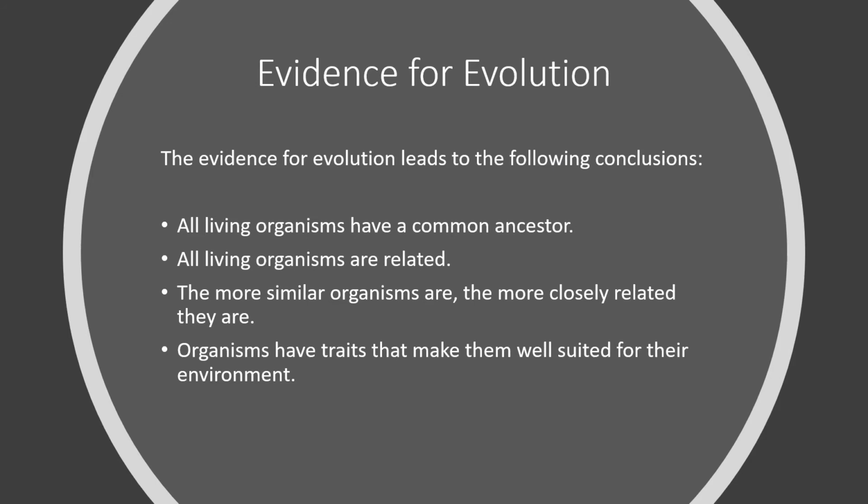And then back to the final slide, which is the evidence for evolution. Evidence for evolution comes from all these different fields, and it brings us to the same conclusions. All living organisms have a common ancestor. All living organisms are related. The more similar organisms are, the more closely related they are, and organisms have traits that make them well suited for their environment.